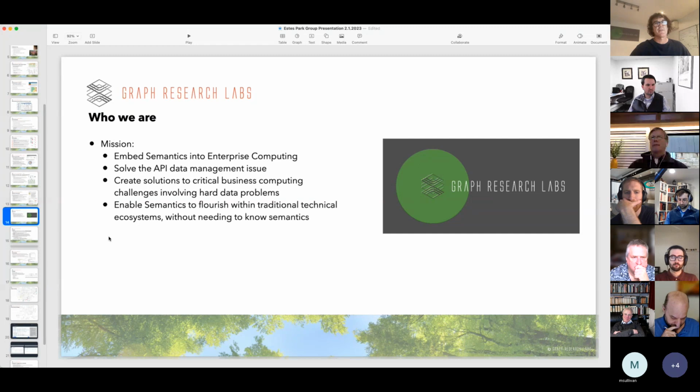And creating solutions so that business computing challenges that have really hard data problems can actually get some sort of solution, and really help semantics to flourish in that world. But without requiring, hopefully, practitioners to actually know or understand semantics. And that is really getting to that ecosystem issue.